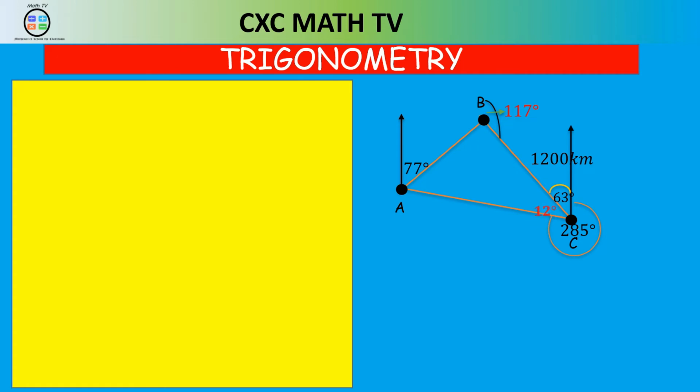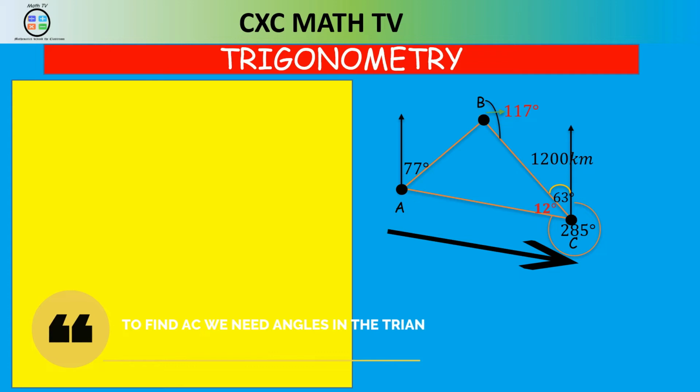Alright, now remember what we're trying to do. Remember we're trying to find the length AC. In order to find the length AC, we need to know some angles inside the triangle so we can solve the question. So that is the reason why we're finding these inner angles right here.